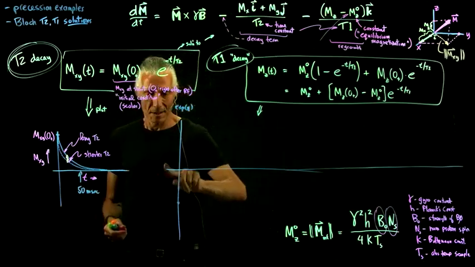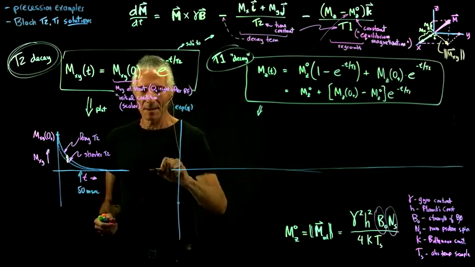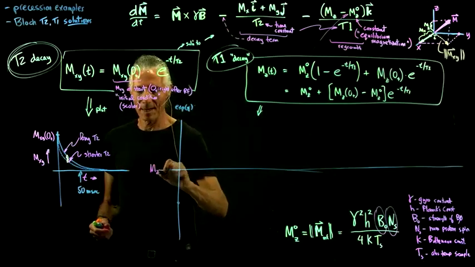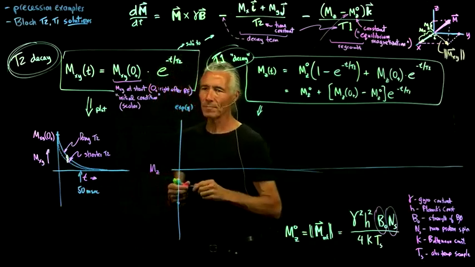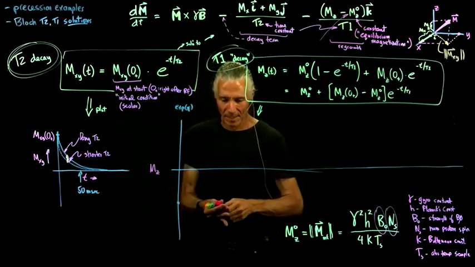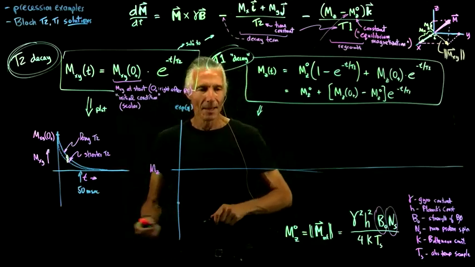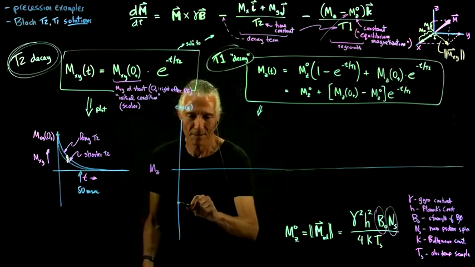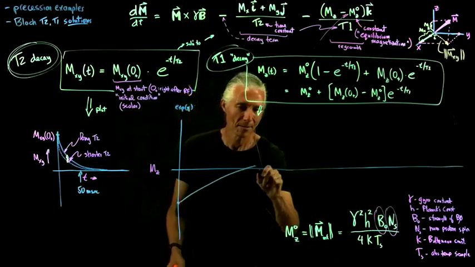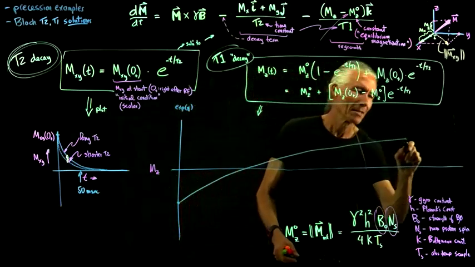And we might be able to start at a negative mz. So it turns out it's possible for mz to be negative. It's not possible for mxy to be negative. So mz can be negative. And so what does this look like? Well, it just recovers quite a bit more slowly, and it keeps going up.